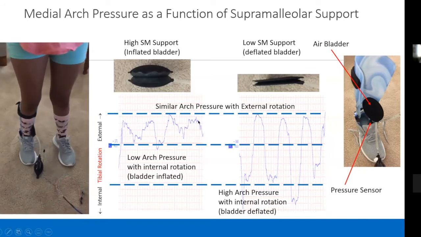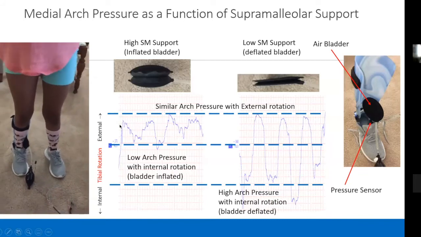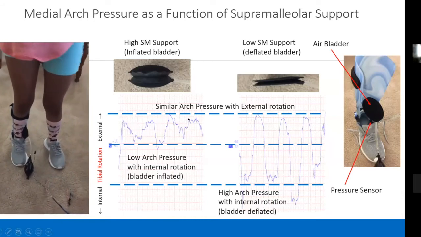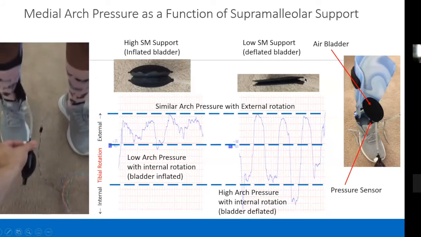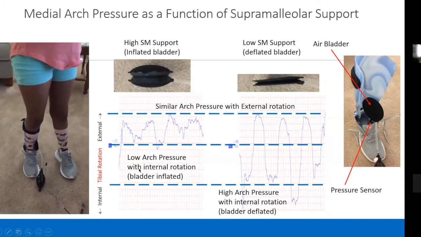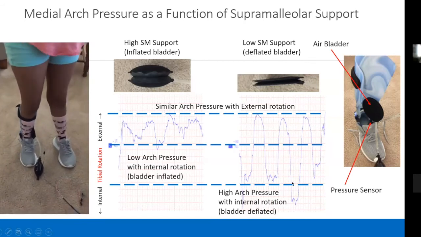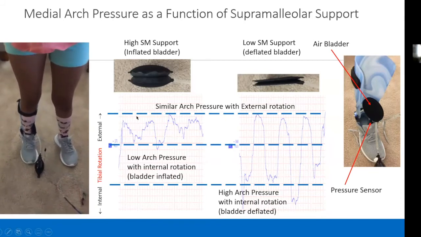So we measured the arch pressure with the pad inflated. And then let me go back here again. So here's the pressure, increasing, decreasing, increasing, increasing is down, by the way, decreasing, increasing, decreasing. And then I go in and I deflate the bladder. I'm pushing a little button there that lets the air out of the bladder. So I reduce the supramalleolar support, and then she does the same thing. Pronate, supinate, pronate, supinate. And so when we deflated the bladder, the pressure underneath the arch for the same movement actually increased.